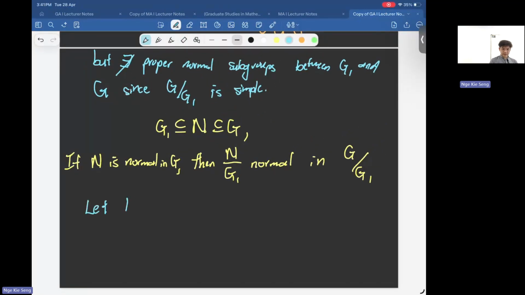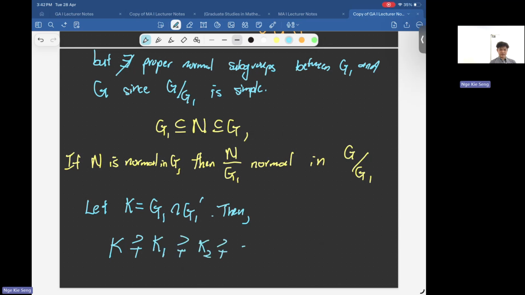Right. Next, let K be G1 intersection G1 prime. So we look at the intersection now. This might not be trivial. Well, we also get a composition series here. Okay, do you have any idea how I get a composition series here? How do I get this Ki? Any idea?